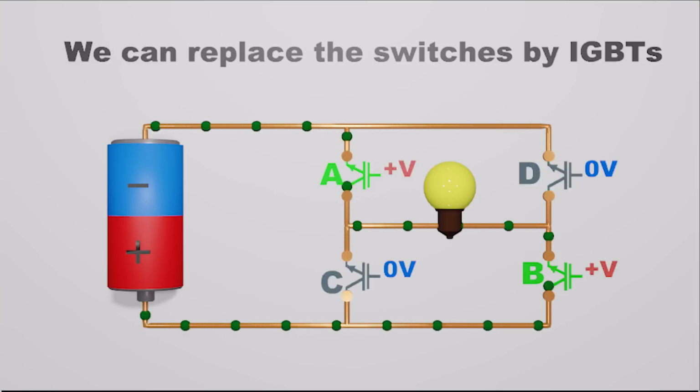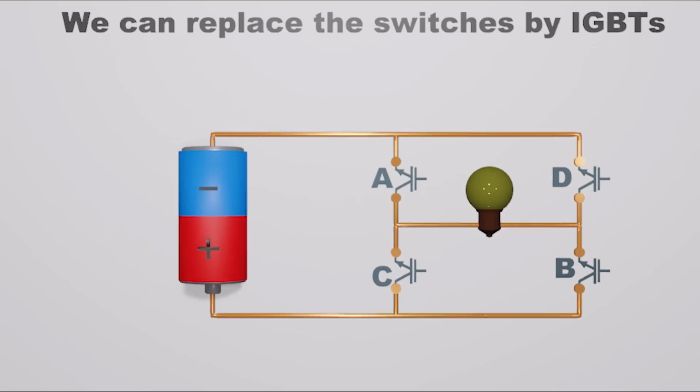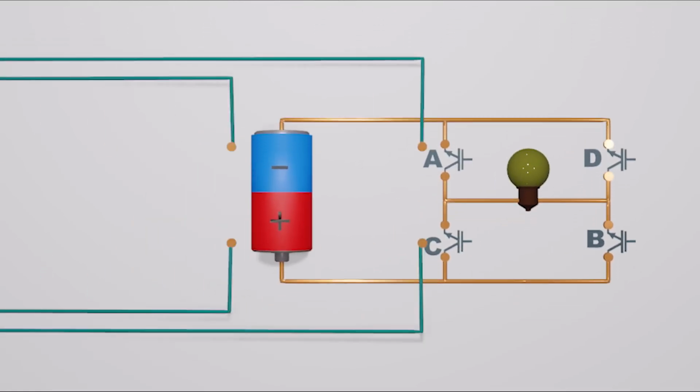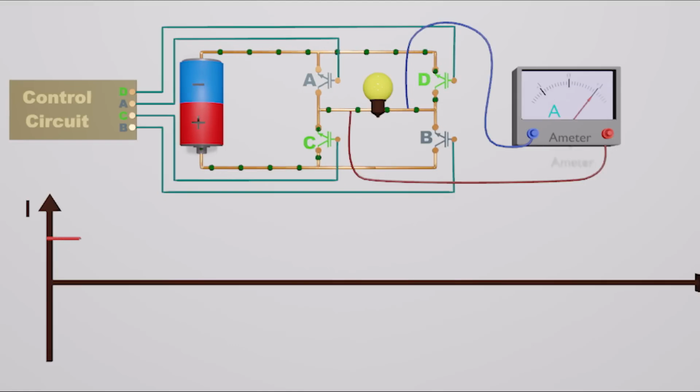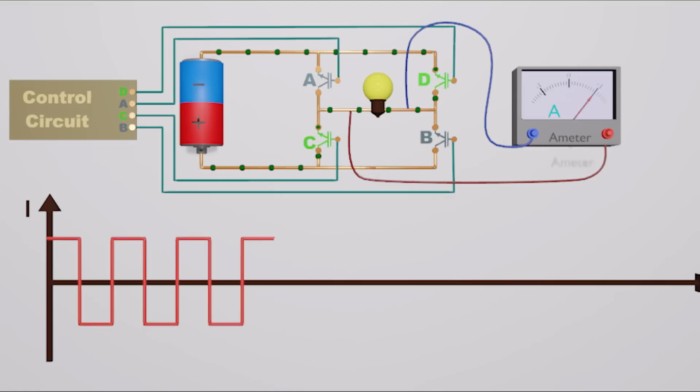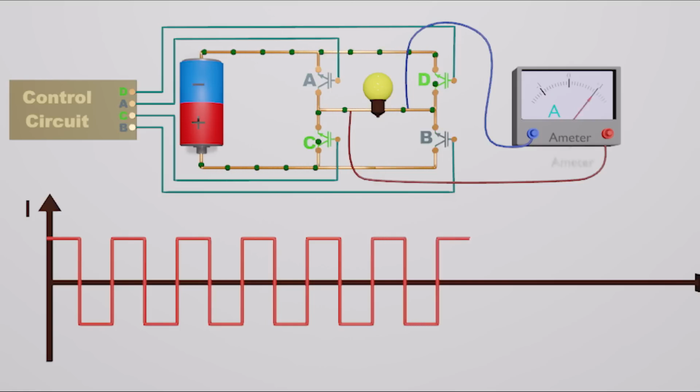To work these IGBTs correctly, accurate control signals must be provided to A, B, C, and D. These control signals are generated by a separate circuit which can control the frequency of the output AC signal. As an example, we can use a cheap Arduino board to supply these controlling signals. Even though we converted the DC to an AC square wave, it's not at all like the AC sine wave supplied to our homes, which varies much more smoothly.